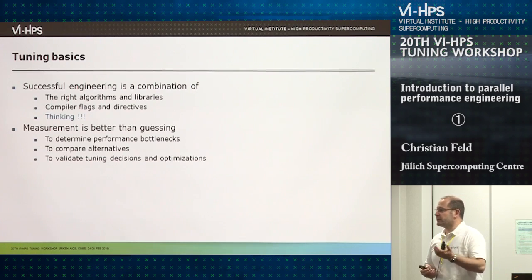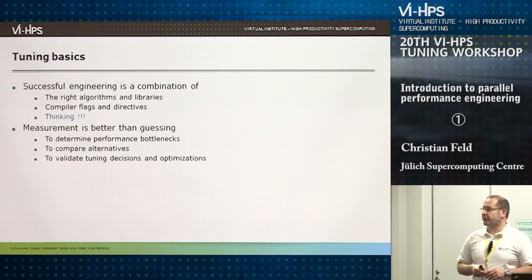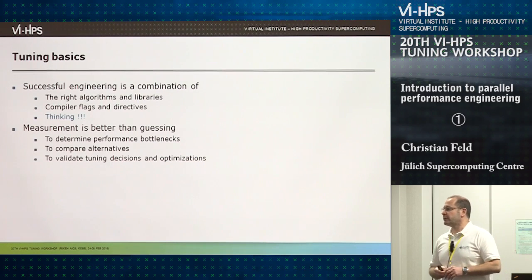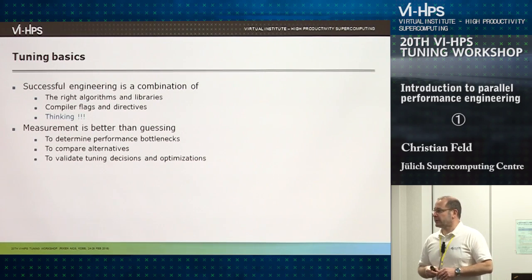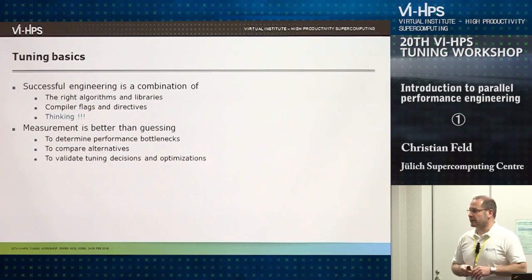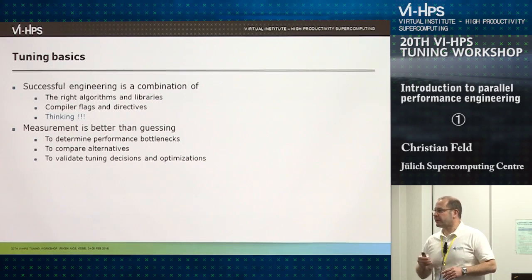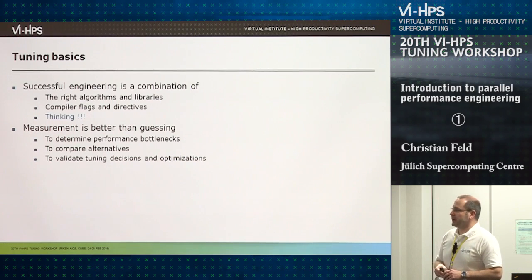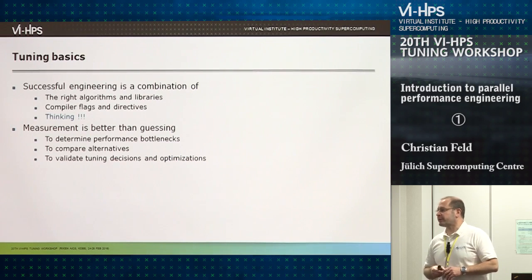But if you, by thinking, come to a hypothesis, then you have to do some measurement to prove or disprove this hypothesis. And measurements are the only way to really find the bottlenecks. With just thinking, finding bottlenecks is a little bit difficult because you usually cannot know all the details of what's going on in a modern processor.